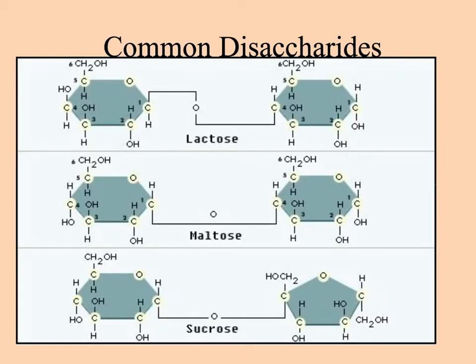Here are examples of common disaccharides. All of them are showing the glycosidic linkage between carbon 1 on one sugar and the carbon 4 on the second sugar. So common disaccharides are lactose, found in milk, maltose, found in malts, sucrose, which is table sugar.